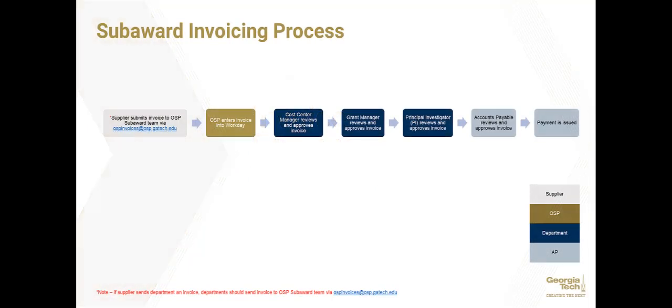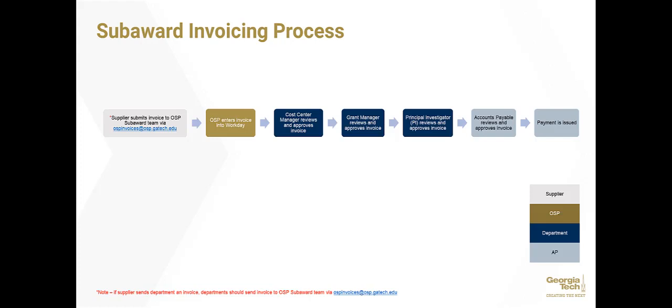In this video, we'll talk about creating a supplier invoice from a purchase order. So at this point, the subagreement within CIS has been executed. The purchase order has been created and approved by the departments. And so now the supplier has started work on their subaward, and they've started to send OSP invoices so that they can get paid.